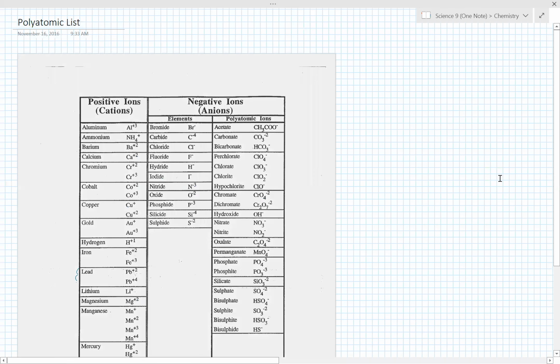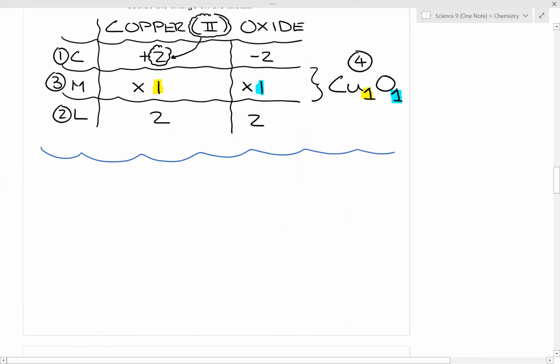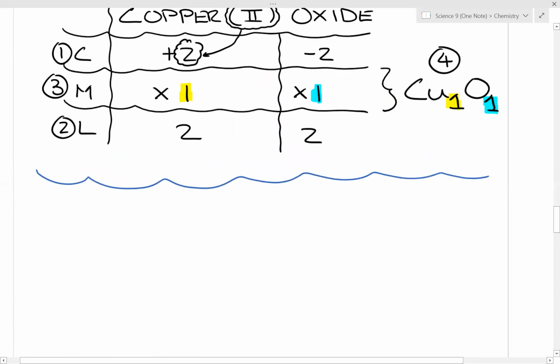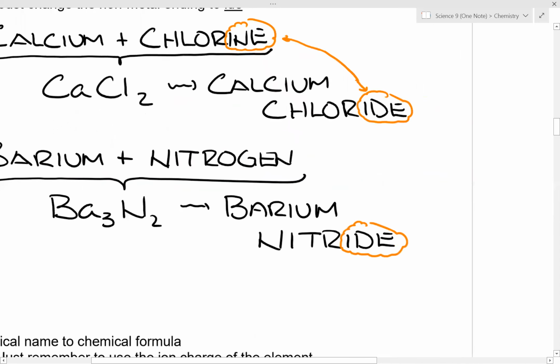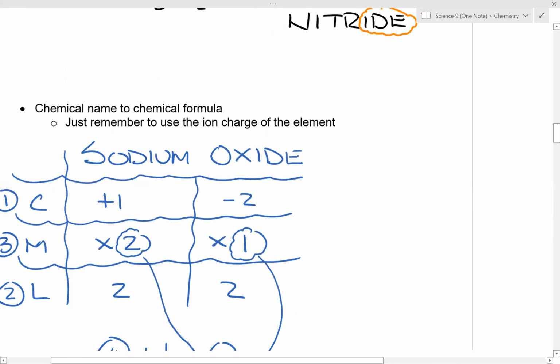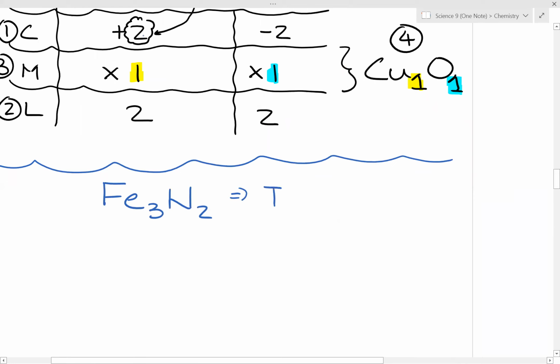Now, how about if we did the formulas to names? Okay, so let's say we had Fe3N2. Now, the first thing is it looks very similar to what we did back here. You might say, okay, Mr. Chan, we changed the endings to I, D, E, and so on. Okay. So the first thing is you go, all right, it's iron nitride.